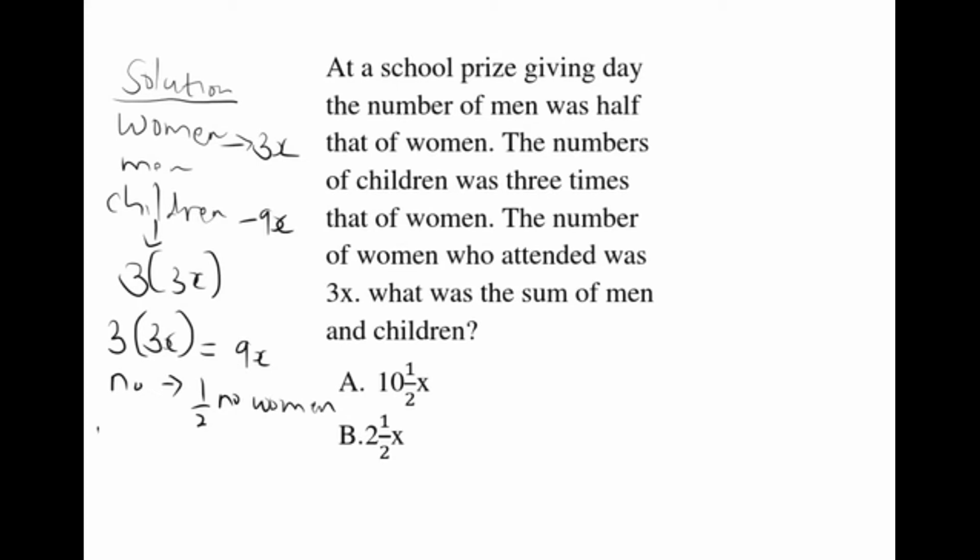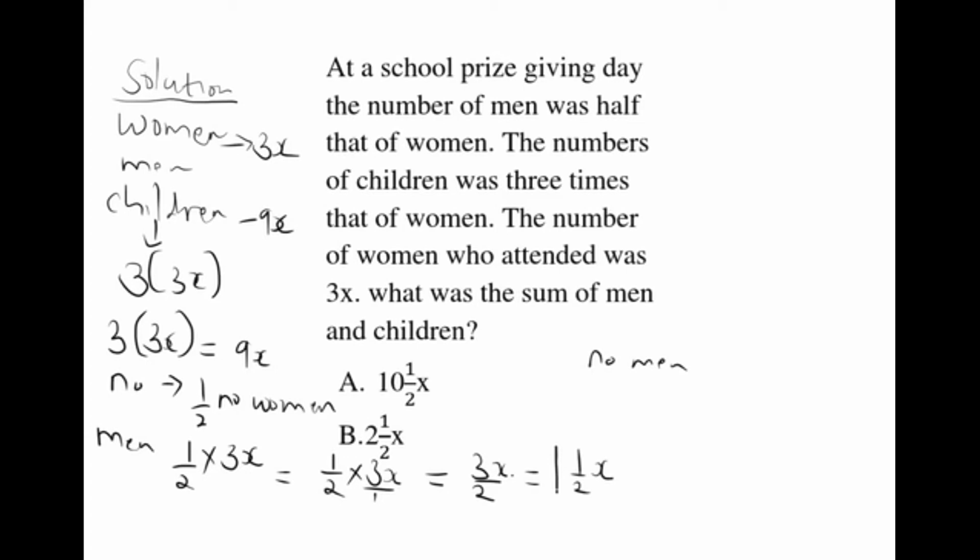For us to get the number of men, we are going to take half, we multiply with the number of women, which is 3x. Therefore, the number of men will be a half times 3x over 1, which is going to be 3x over 2. This in its simplest form is going to be 1.5x. Therefore, the number of men was 1.5x.